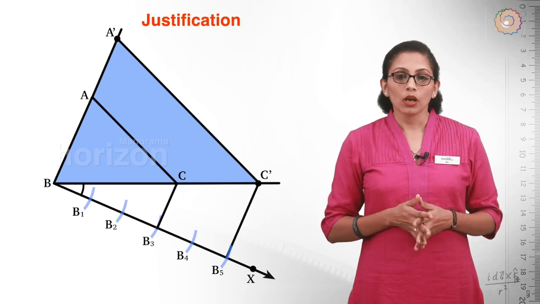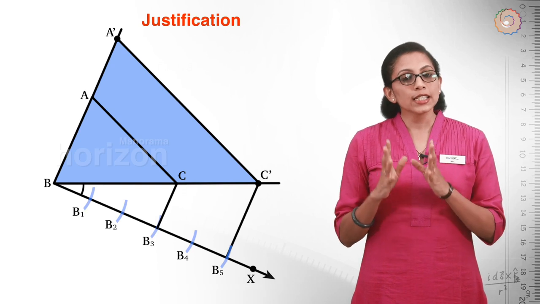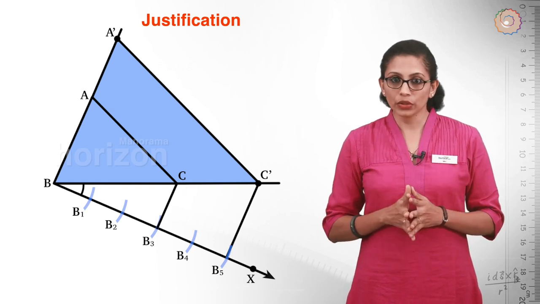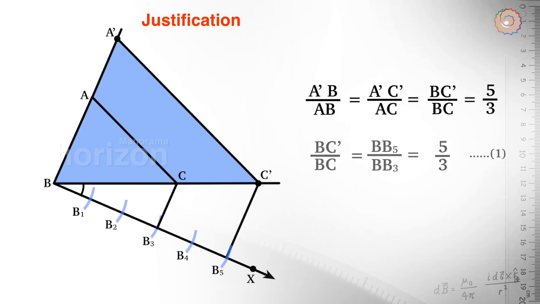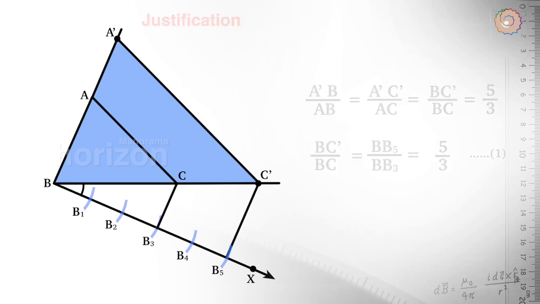Refer to the figure. To prove, since the scale factor is 5 by 3, we need to prove A dash B by AB is equal to A dash C dash by AC is equal to BC dash by BC is equal to 5 by 3. By construction, we can say BC dash by BC is equal to BB5 by BB3 is equal to 5 by 3. Mark it as equation number 1.